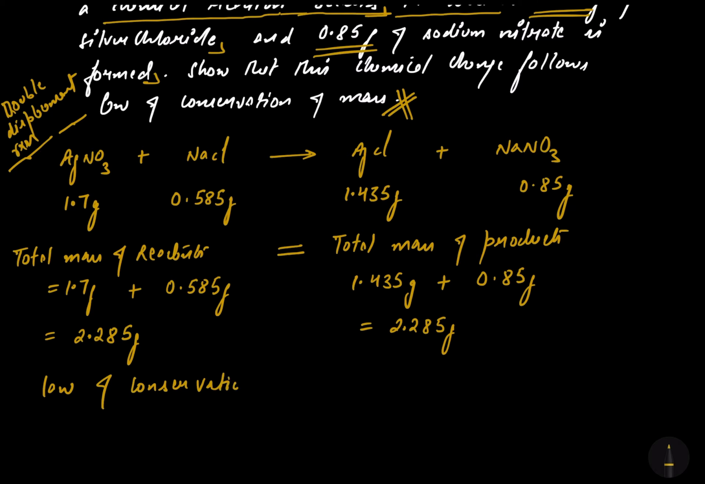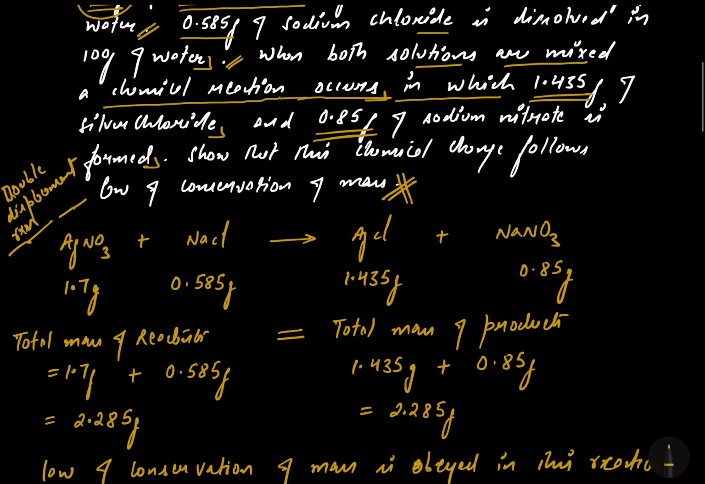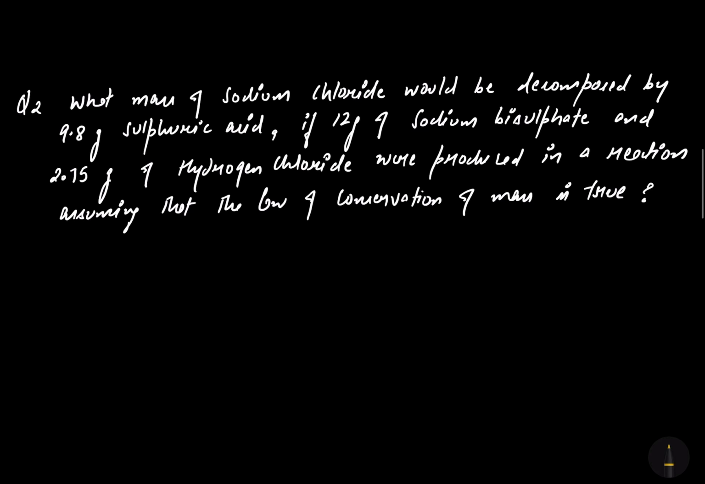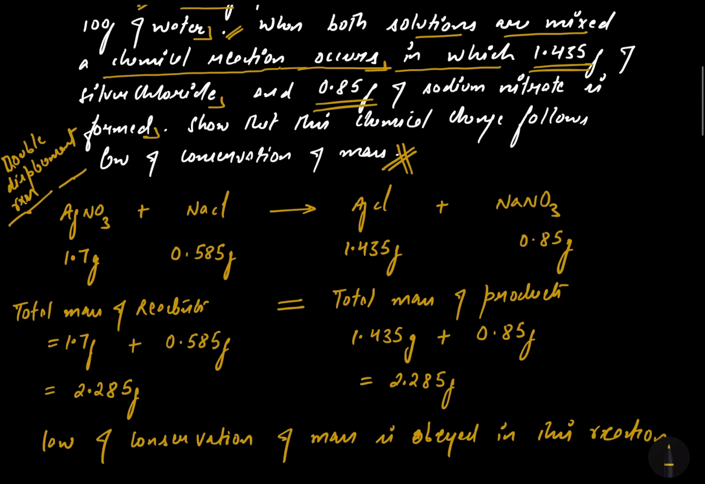Law of conservation of mass is obeyed in this reaction. So I'm done with my first numerical. So let us start with another numerical. In the first numerical we had to prove that the law of conservation of mass is obeyed in this reaction, as we got equal mass of the reactants and the products. So yes, the law of conservation of mass is obeyed in this reaction.